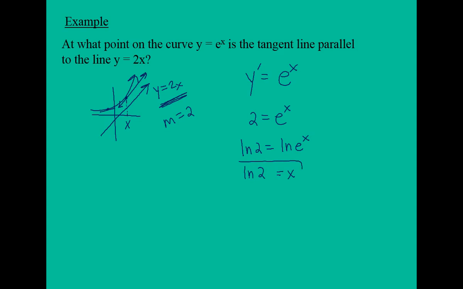So what does this represent? That would be the value of x where the slope of the tangent line to the curve of e to the x is parallel to the line y equals 2x.